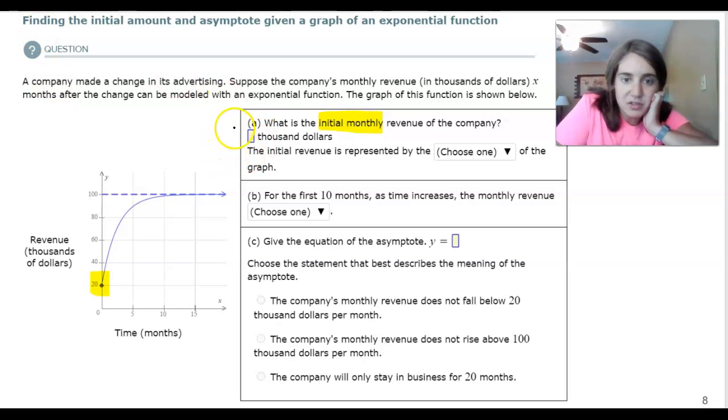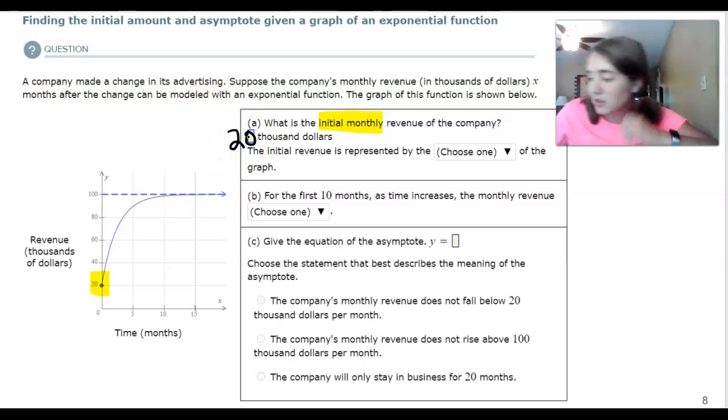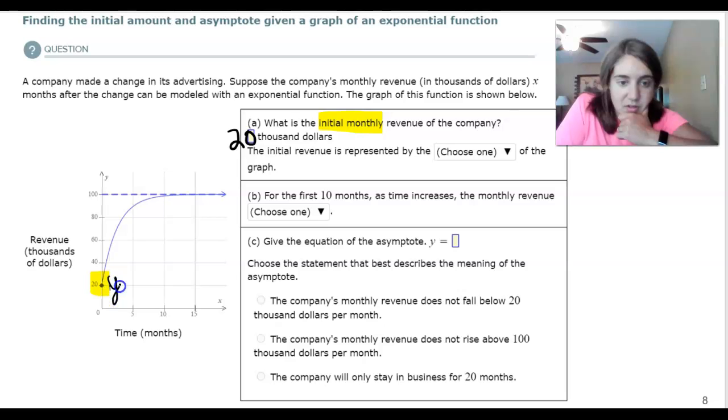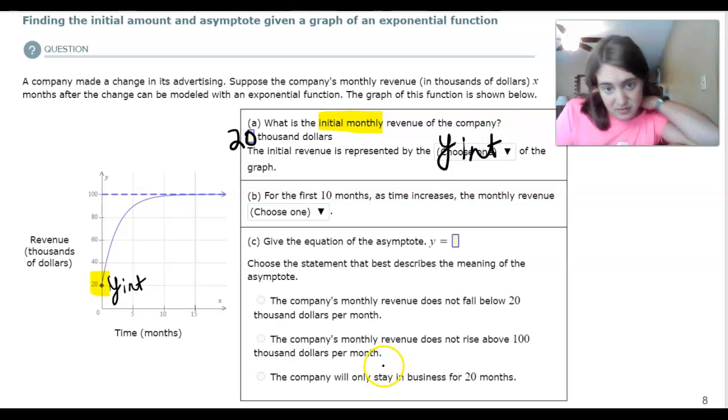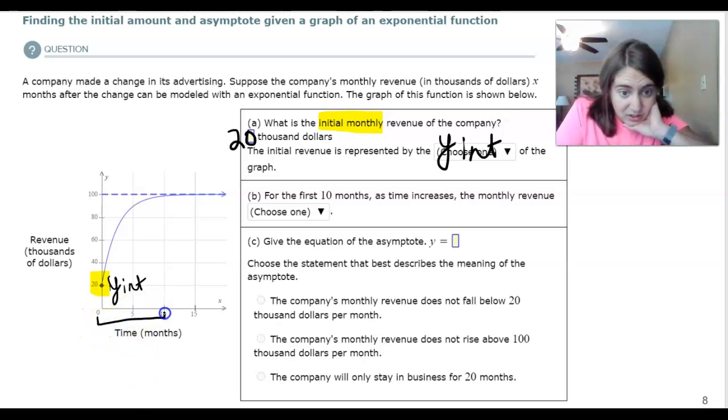So it's going to be $20,000. And this is the y-intercept. So it's represented by the y-intercept. Over the first 10 months, so over this chunk, the revenue, has it increased or decreased? It has gone up, so it's increased.